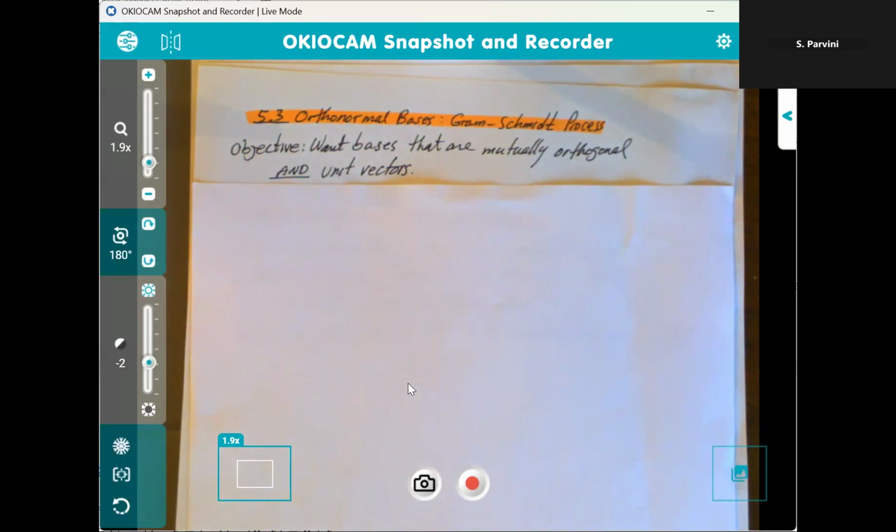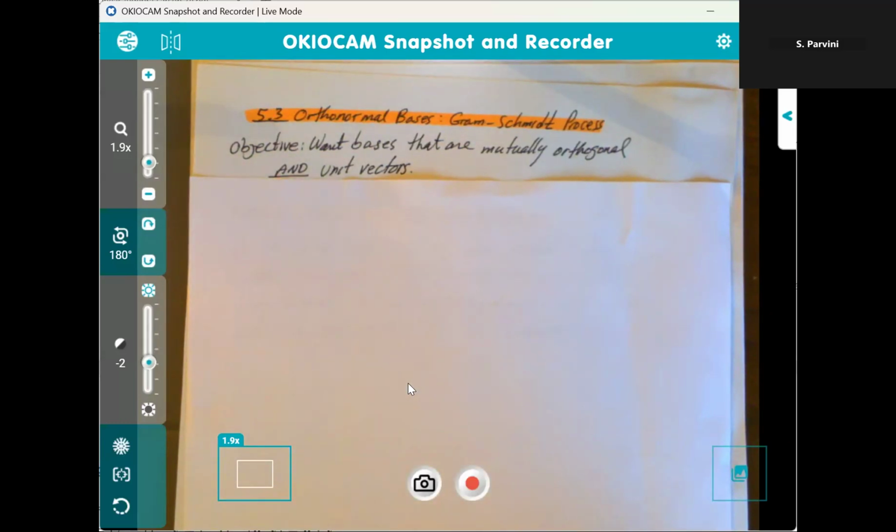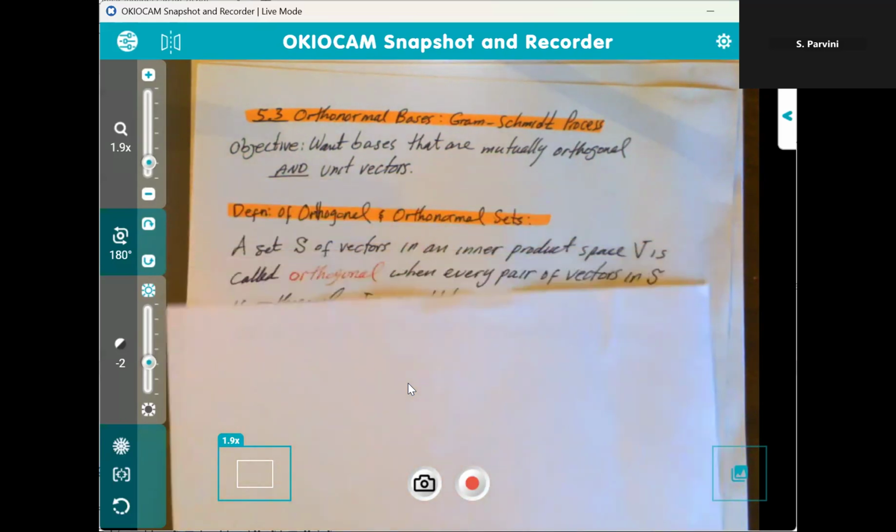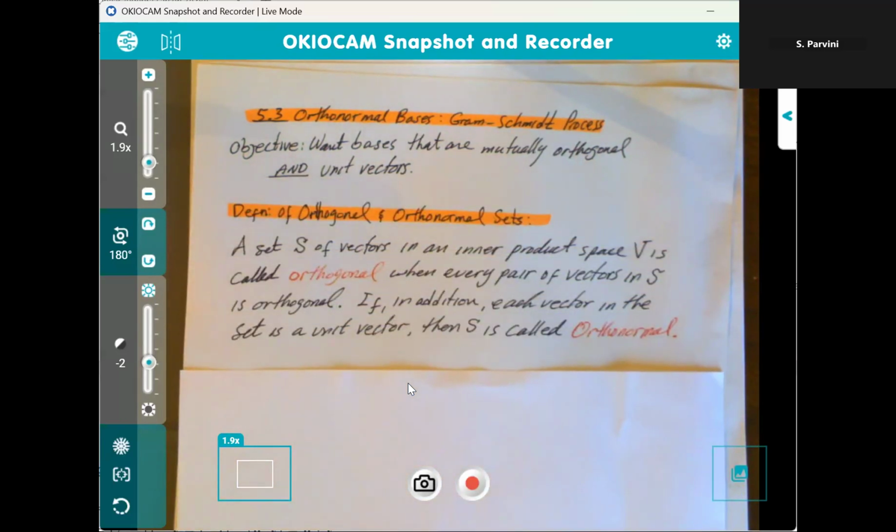We want to have bases, because remember the advantage of a basis: if we have bases, we can write every vector in the vector space using these basis vectors. Well, wouldn't that be nice if these vectors were orthogonal and unit vectors? Now, the orthogonal that we talk about here are mutually orthogonal. And here I have the definition for you.